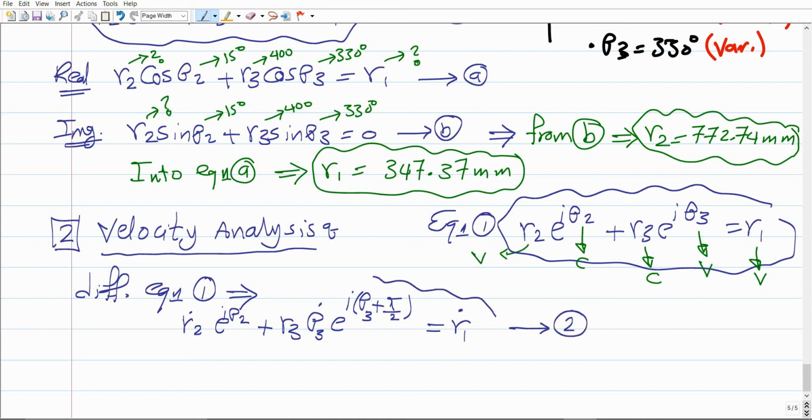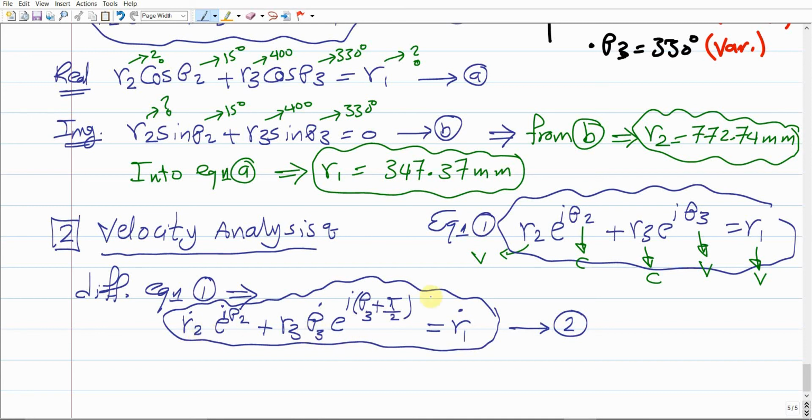This second equation is the velocity equation, and it is the one that shall be differentiated again to come up with the acceleration equation for the acceleration analysis. Make sense? Before we proceed in solving this equation, we have new variables that came up here: R1 dot, theta 3 dot, and R2 dot.